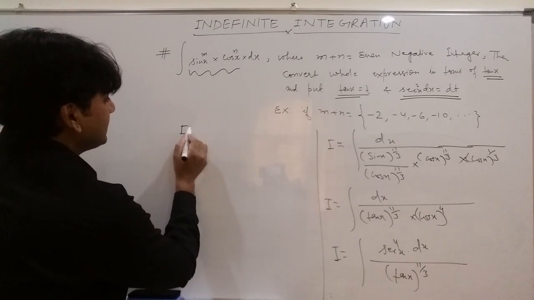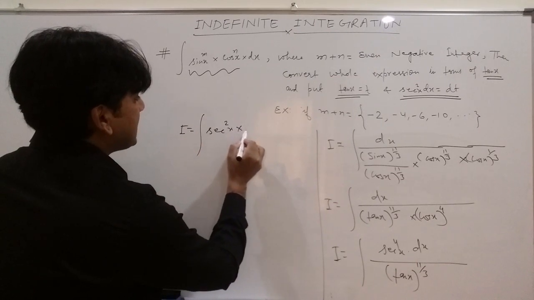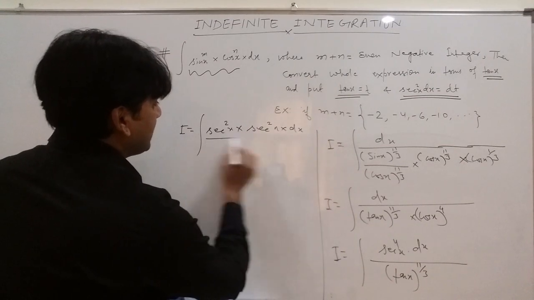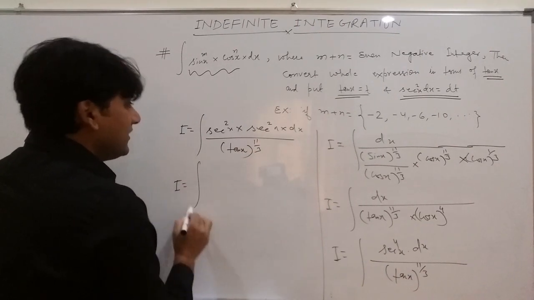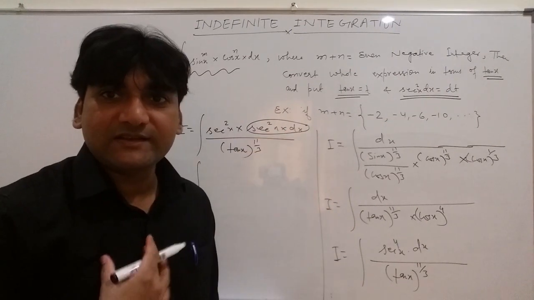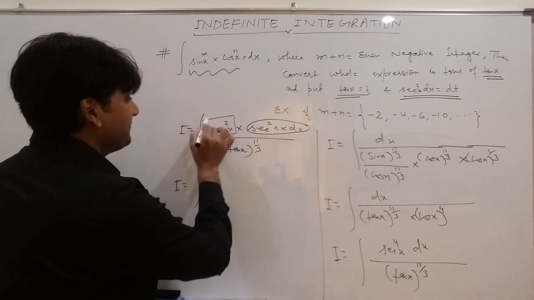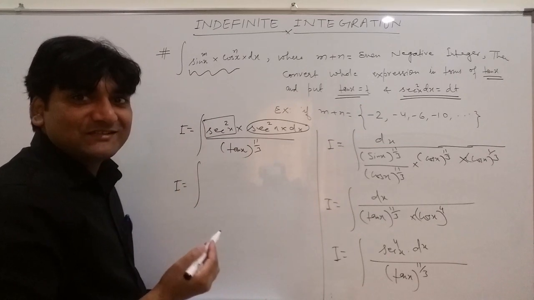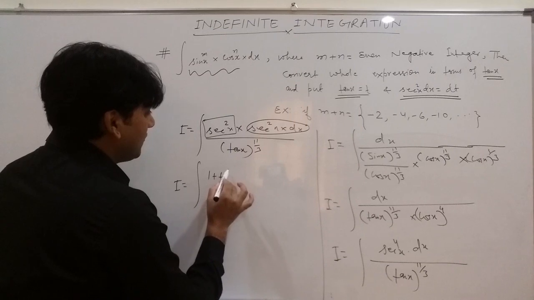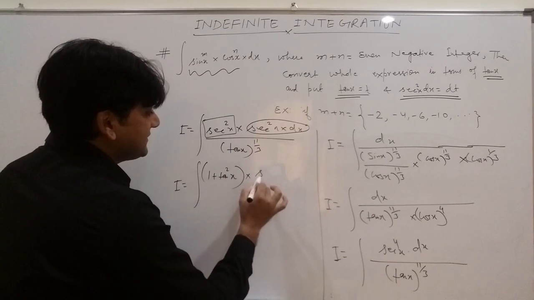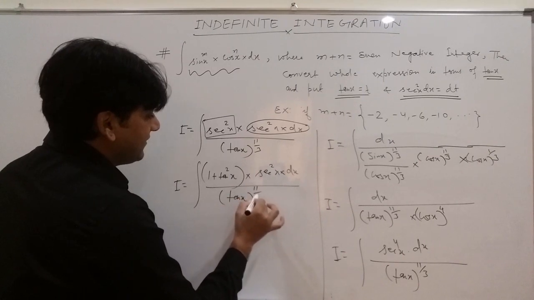Now this I equals, I will break sec raised to 4 into sec square x times sec square x dx over tan x raised to 11 over 3. Now this sec square x dx I will keep, because when I take tan x as t, then I need sec square x dx. So this is our requirement, but this other sec square x is extra. And fortunately, sec square x can be converted into 1 plus tan square x. So I convert this sec square x into 1 plus tan square x, times sec square x dx over tan x raised to 11 over 3.